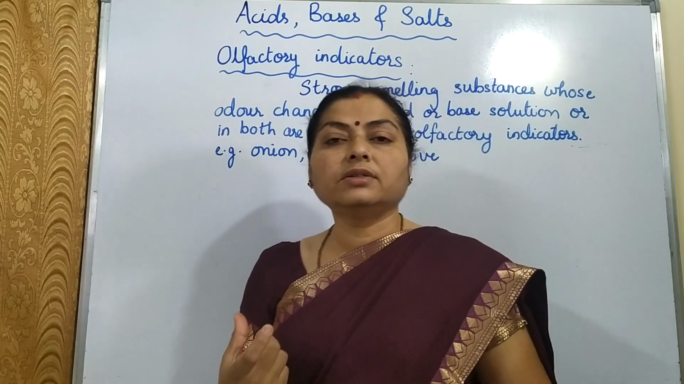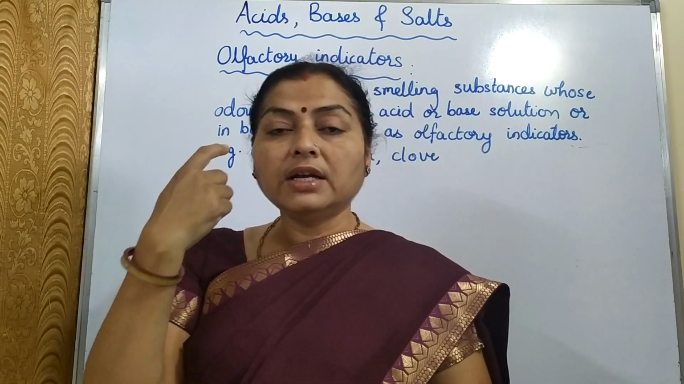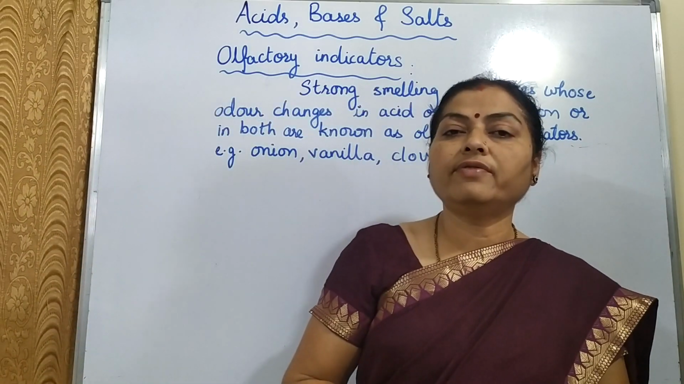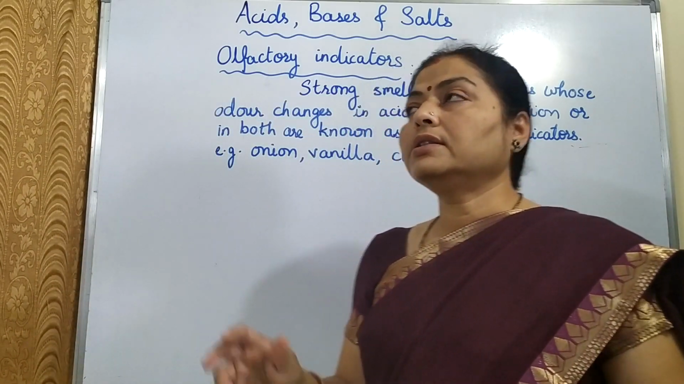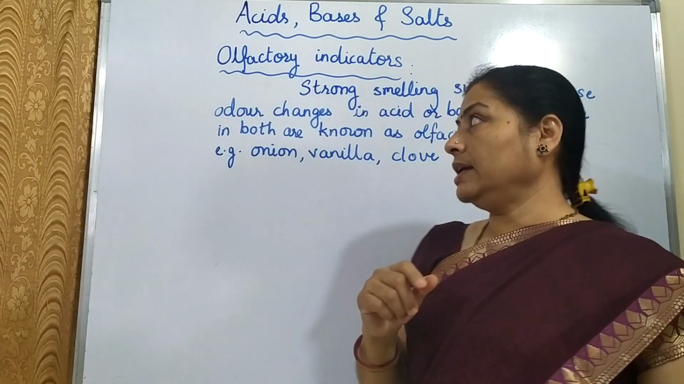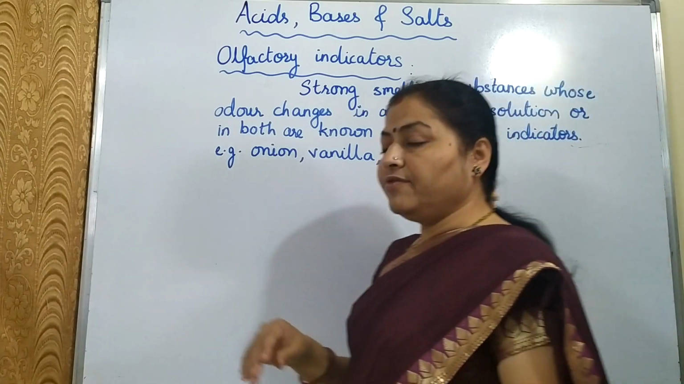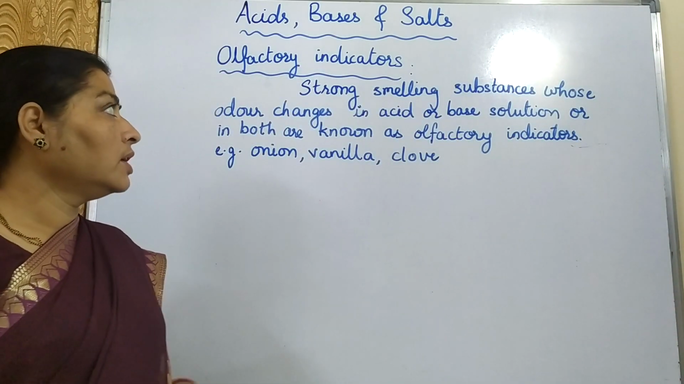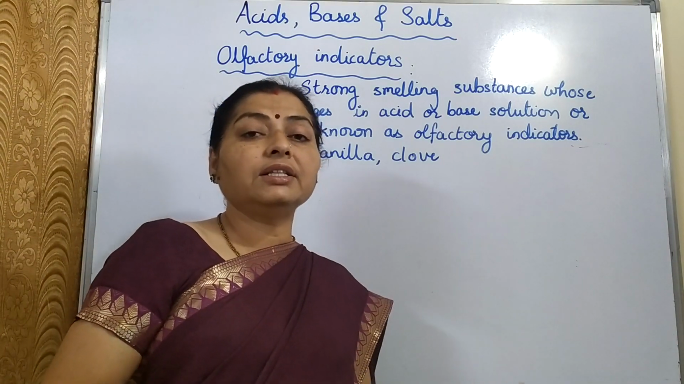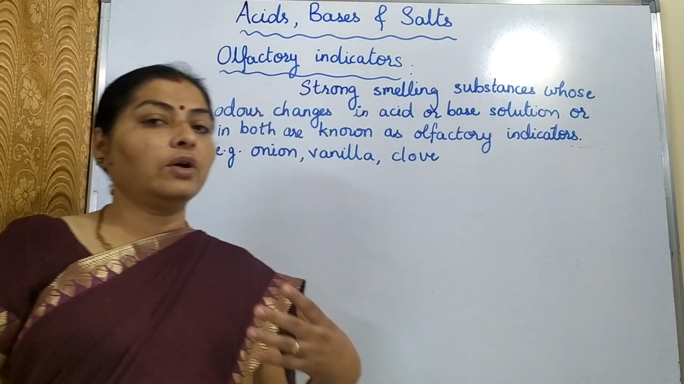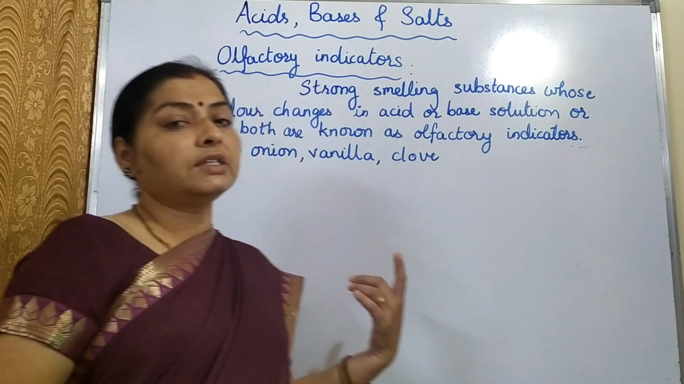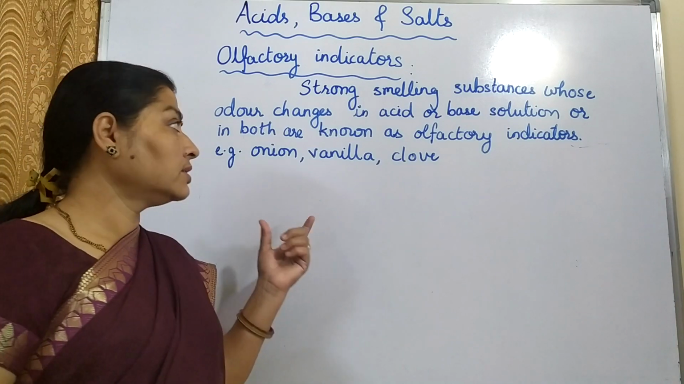Like optic is associated with the sense of seeing, auditory, the sense of hearing. Same way, an olfactory indicator is a substance which is associated with the sense of smelling. So, let us see the definition of an olfactory indicator. Olfactory indicators are strong smelling substances which may change their odor either in acidic solution or in basic solution. It can happen that they change in both also. So such substances are known as olfactory indicators.